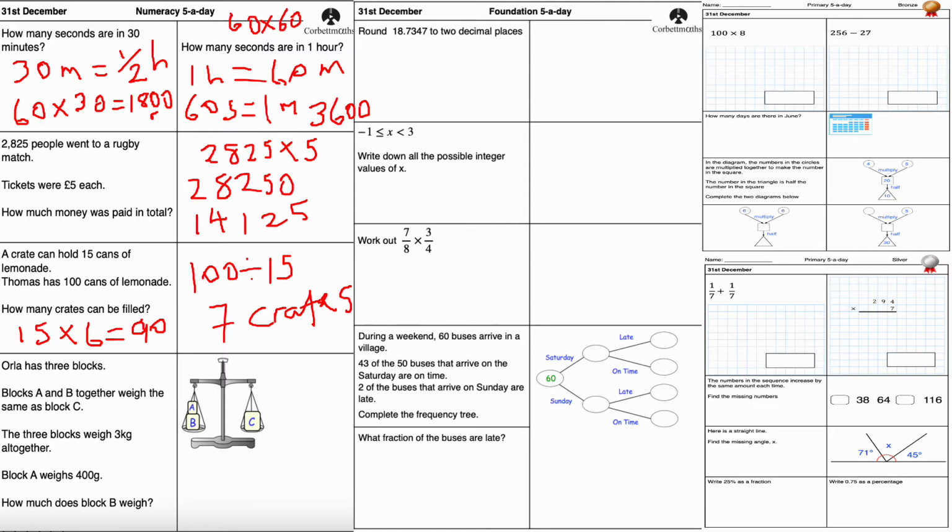Well, it says that A plus B is equal to C, okay? And that A plus B plus C is equal to 3 kg. And block A weighs 400 grams.